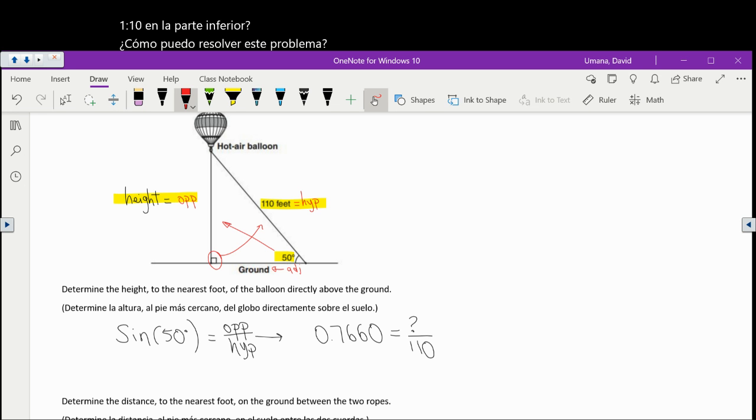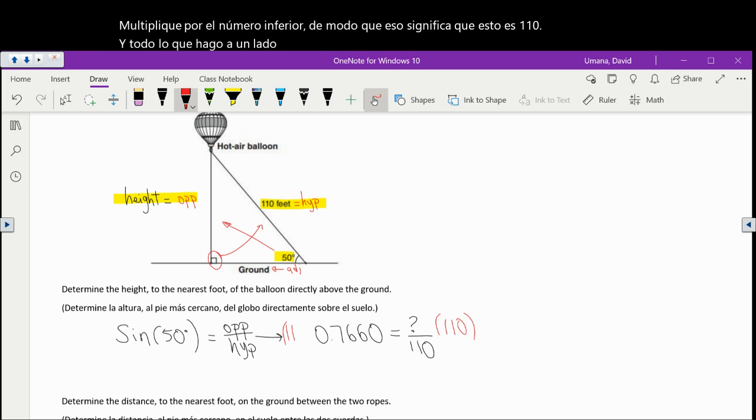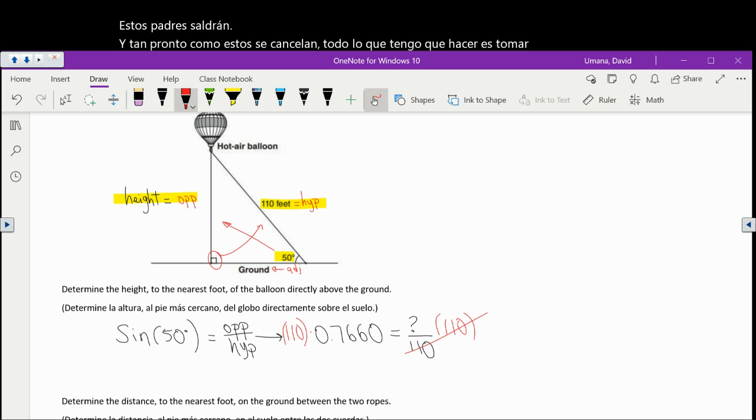Okay, so I'm going to multiply by the bottom number, so that means that this is 110. And whatever I do to one side, I do to the other. So I multiply here by 110. These cancel out. And as soon as these cancel out, all I got to do is take my calculator and actually multiply. So what is 110 times 0.7660? I think it's in the 80s or something. So take out your calculator, do the multiplication, 110 times this decimal number.